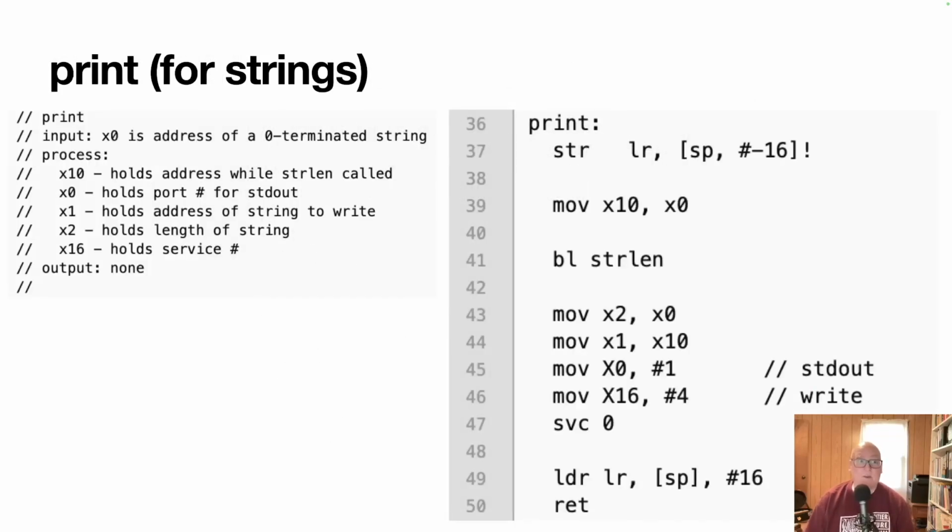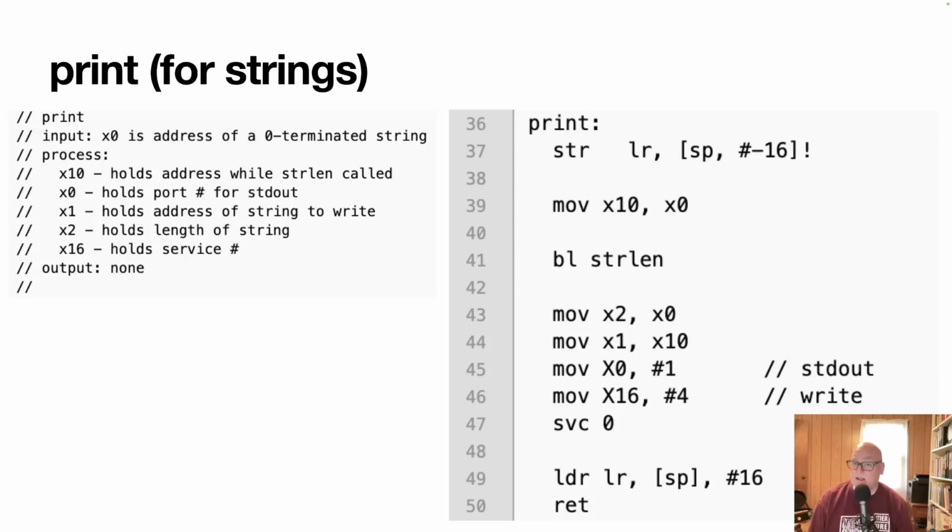We went on to do print of strings only. And this one's a slight bit more work maybe, because it's going to depend on string length. So the name in the prologue, and then we're saving x0 because we don't want to lose it when we do the string length.